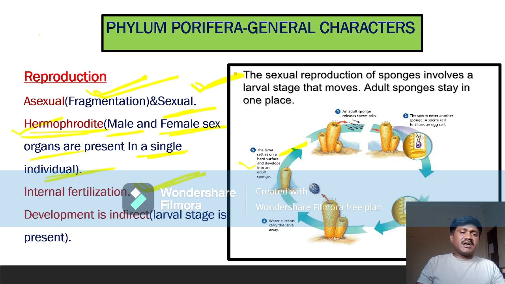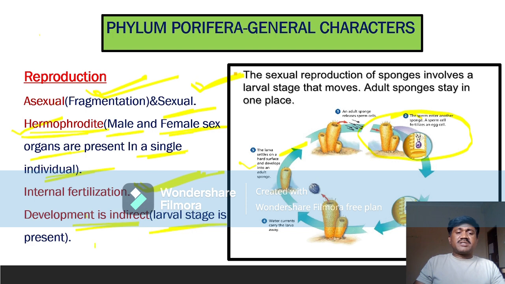The fertilization occurs inside the body. Look at this diagram. Here the fertilization is taking place inside the body, yes or no? If the fertilization occurs inside the body, then it is called what? Internal fertilization. Development is indirect.